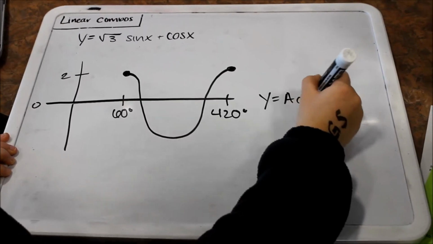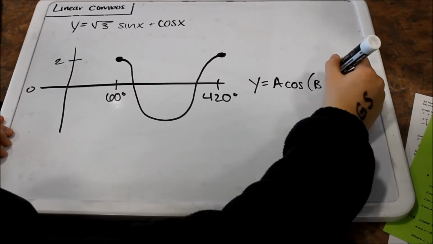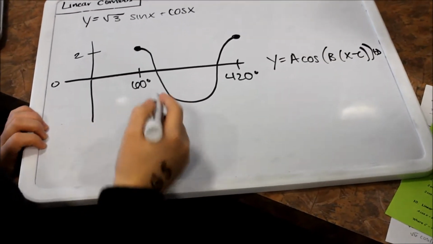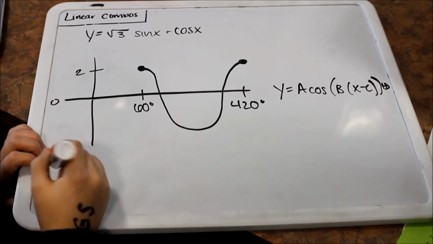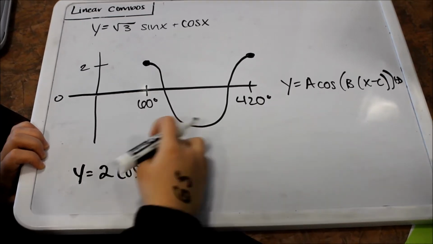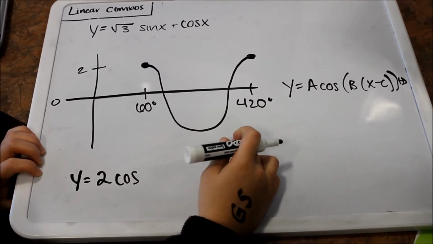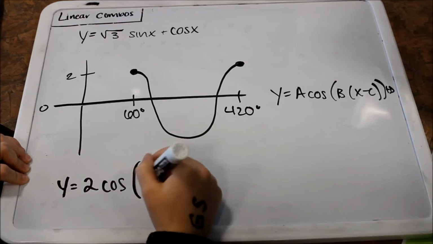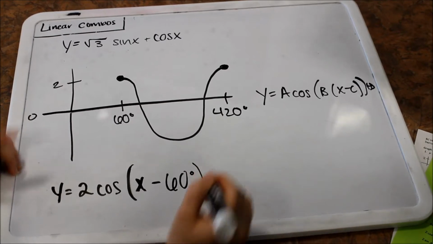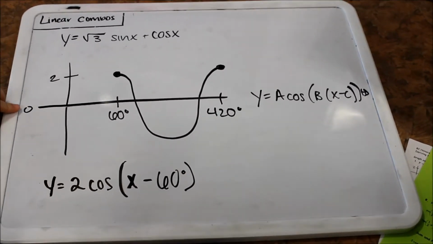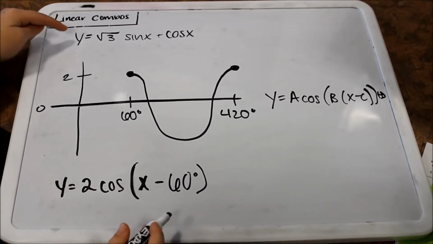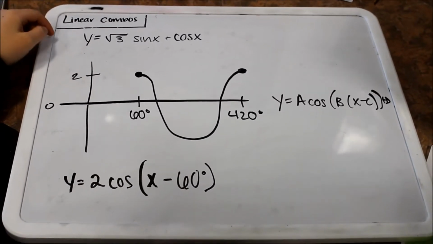Remember, for transformations, A cosine of B x minus C plus D. So we know A is 2 because that's our amplitude. So y equals 2 cosine. Our period is still 360, so we know that it hasn't changed with B, so we're going to do x minus 60 because it shifted to the right 60, and we know that D is 0 because that's the middle point. So here's our equation for this graph.